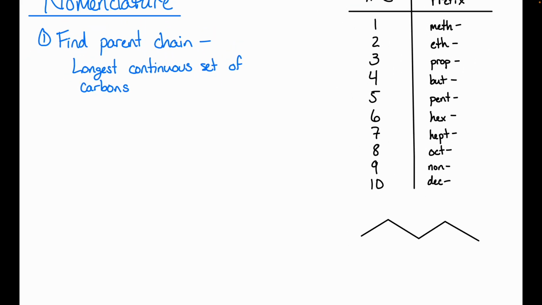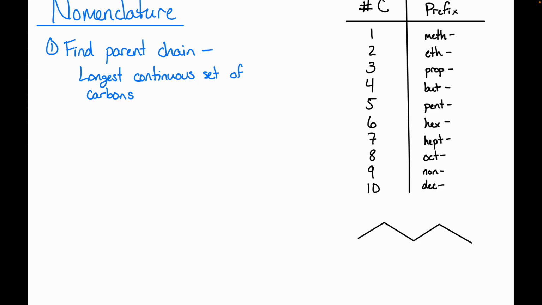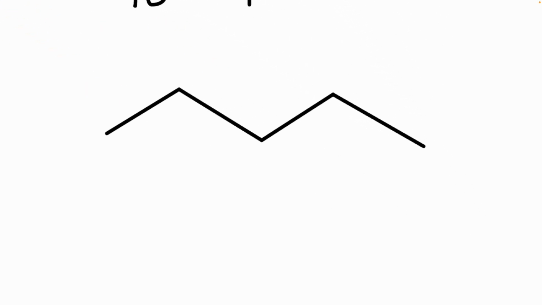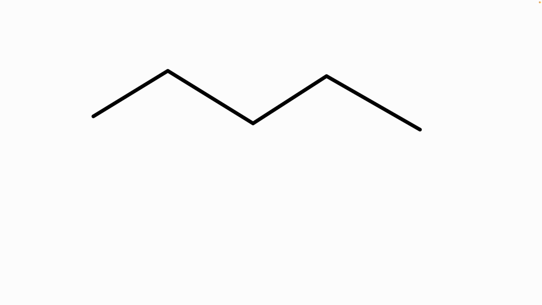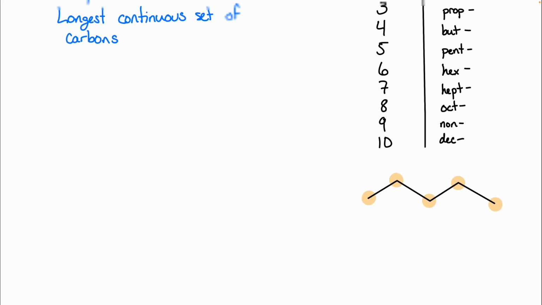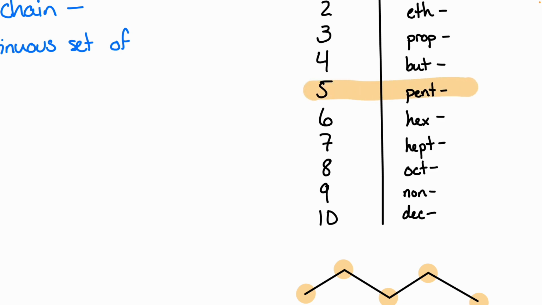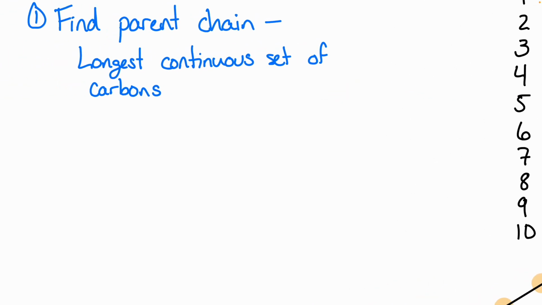Okay. So step 1, we got to find our parent chain, our longest continuous set of carbons. All right, so in this example here, how many carbons are in that parent chain? 5, we got just this one straight chain alkane here, 1, 2, 3, 4, 5. So we're going to use the prefix pent, all right? And then what ending we stick on the end is going to depend on the functional group in that molecule. So we're going to stick to alkanes here today, and alkanes have the ending ANE.